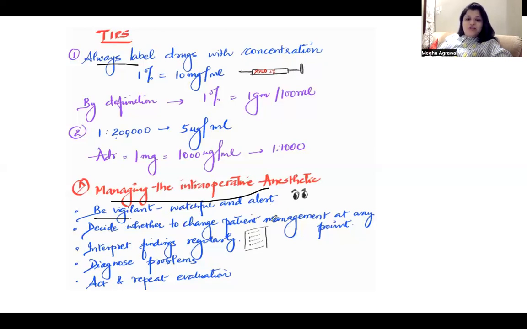Decide whether to change patient management at any point. You have to be always on your toes. Maybe you have to change from spinal to general anesthesia at any point. So interpret findings regularly. You have to keep a good documentation of whatever is happening and diagnose the problems. If you are keeping a close watch, then you will diagnose the problem before anything catastrophic occurs. But if you are very casual, then you'll have to manage a difficult situation every time. So it is better to be vigilant. Act and repeat evaluation.